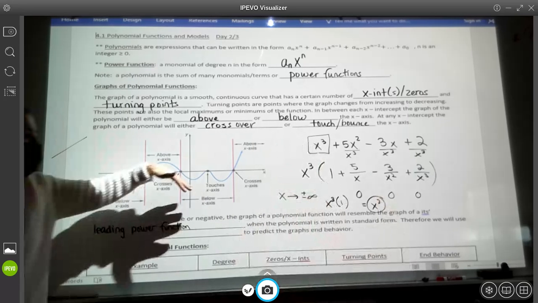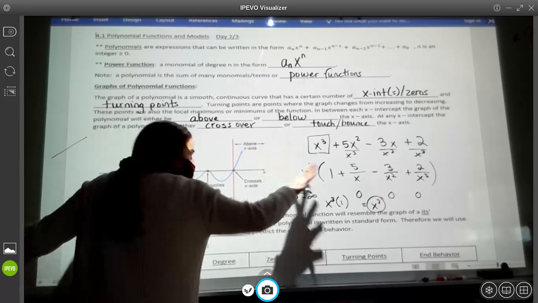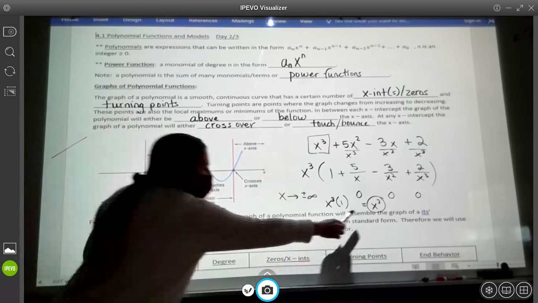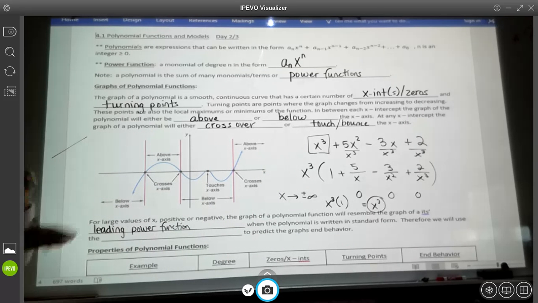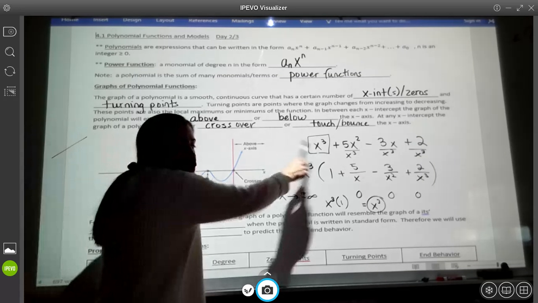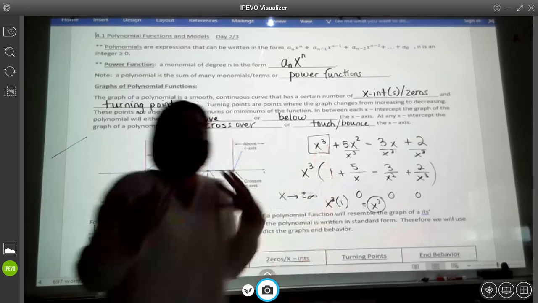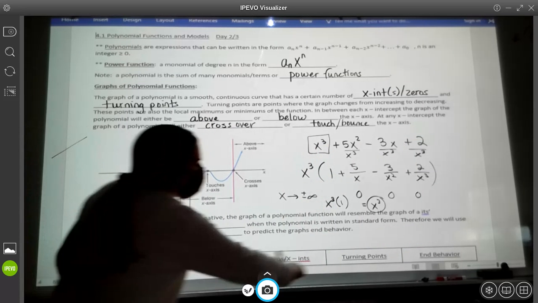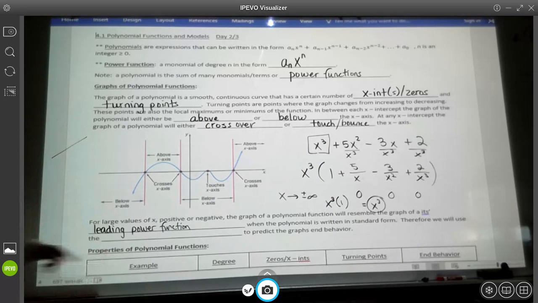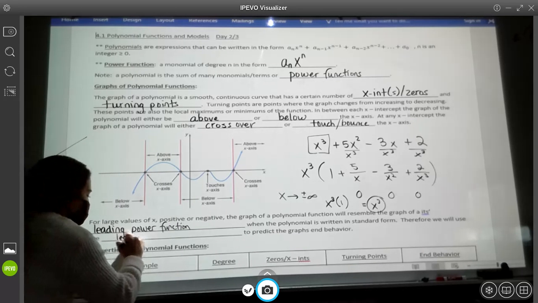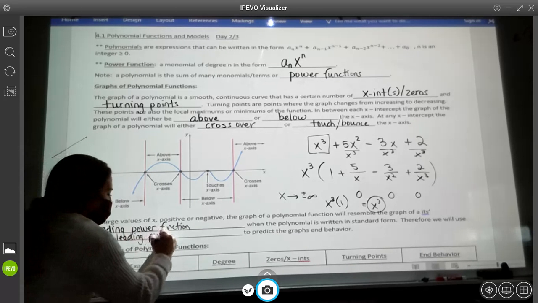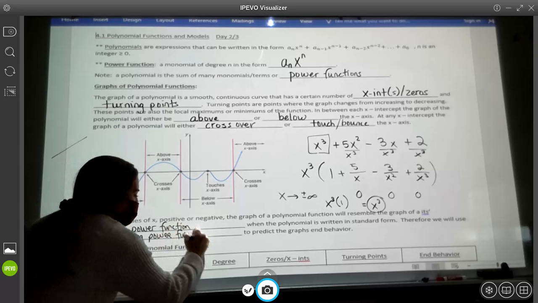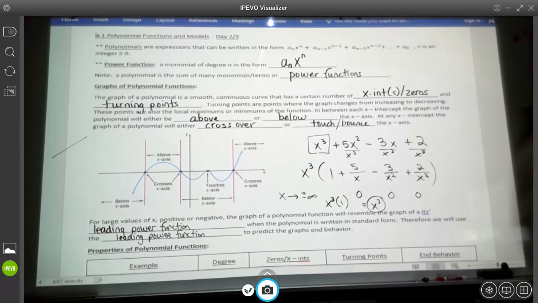So the graph of this polynomial function at its ends, when x is huge or really, really negative, is going to behave like the graph of 1x cubed. So when we're graphing polynomial functions, a lot of the information we need to know about its graph and its end behavior comes from that leading power function. The rest of the polynomial is insignificant to us when we're using really, really large values of x. So therefore, we will use the leading power function to predict the graph's end behavior. So we're going to rely very heavily on that first term.